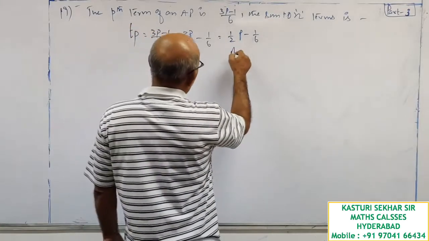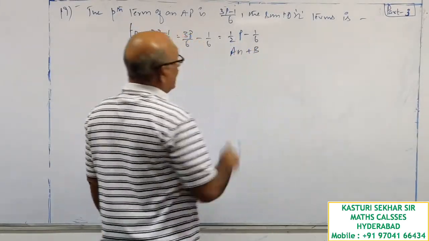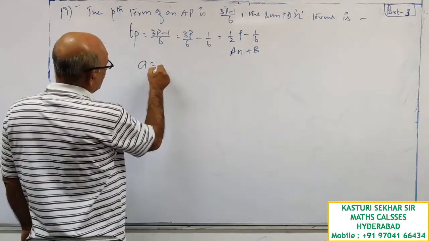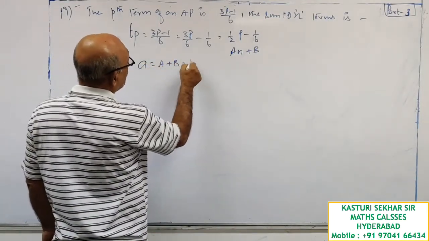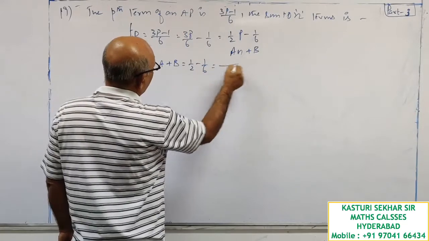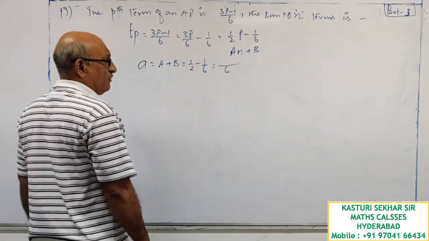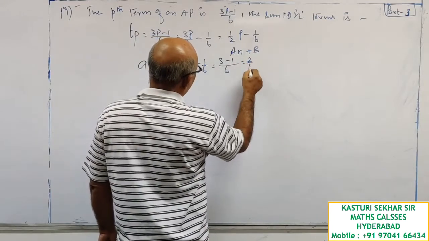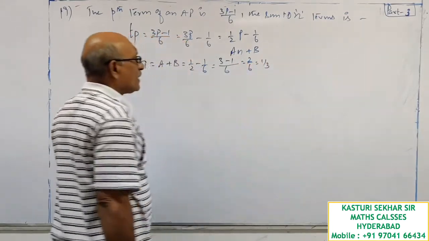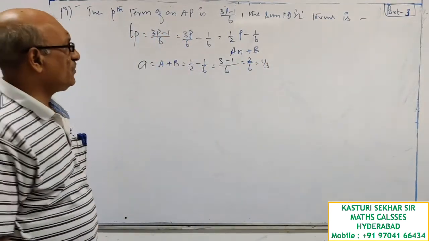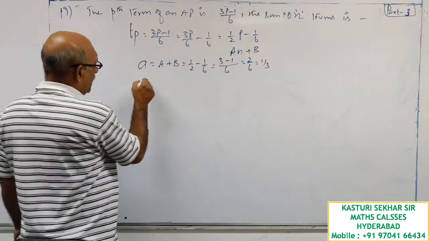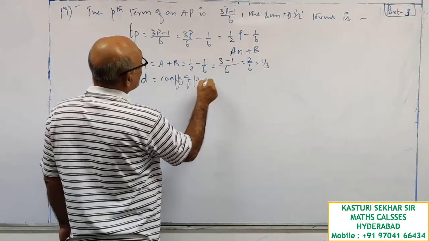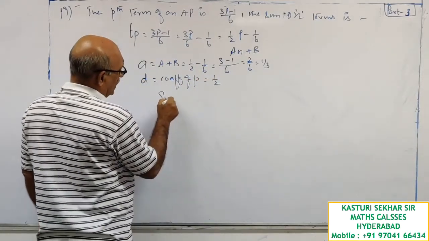This is of the type an plus b. So first term is equal to a plus b, 1 by 2 minus 1 by 6. When I take 6 as LCM, 3 minus 1, 2 by 6, this is 1 by 3. First term of the sequence is equal to 1 by 3. Common difference is equal to coefficient of p. This is 1 by 2.